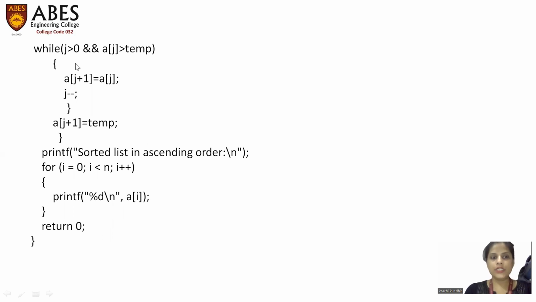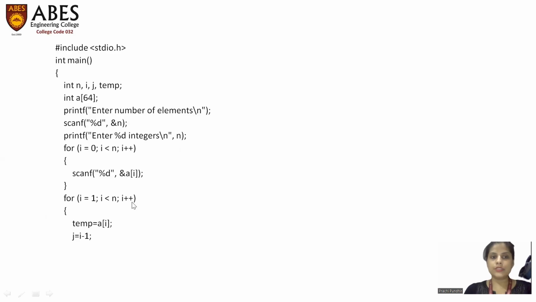Now comparison will take place. If j is greater than or equal to 0 and a[j] is greater than temporary, then a[j] will be stored in a[j plus 1], and j minus minus. This is the shifting. Right, so the sorted list in ascending order will be printed like this. So this is the insertion sort.